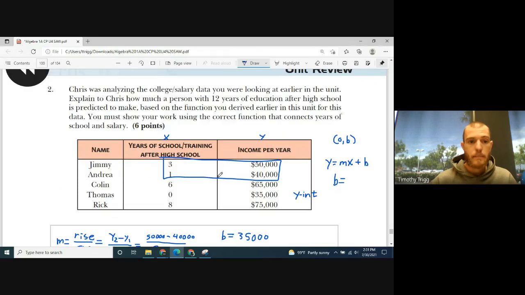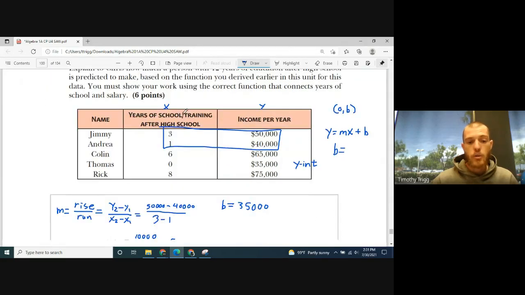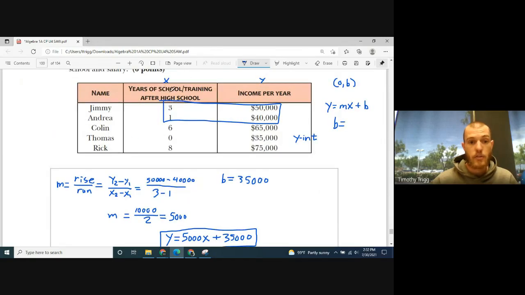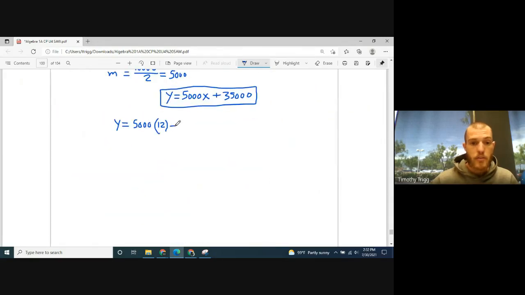Hopefully that makes sense. So then, explain to Chris how much a person with 12 years of education after high school is predicted to make. Now what we can do is replace x with 12, because that would be 12 years of education. So that would be y equals 5,000 times 12 years of education, right? x is the number of years of school, right? Plus 35,000.